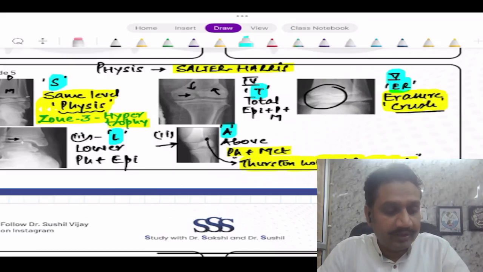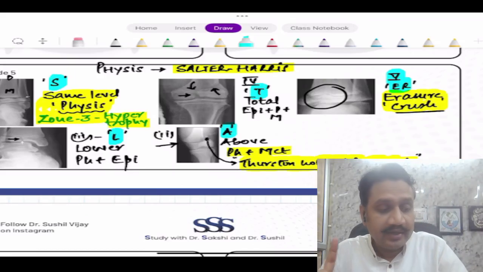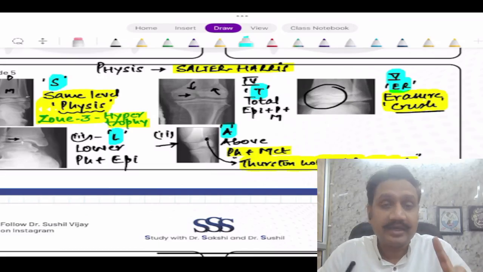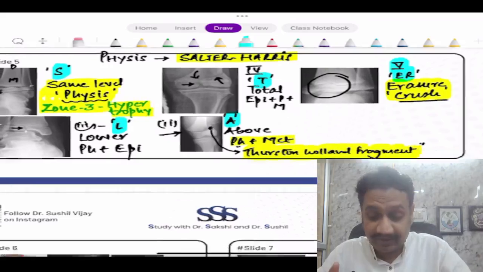Please do remember these. They are very, very important. Type 1 has been a recent question, and type 4, the SALT, will have everything. Type 5 is a crush. Type 3 is epiphyseal, and type 2 is again very important. That is Thurston Holland.